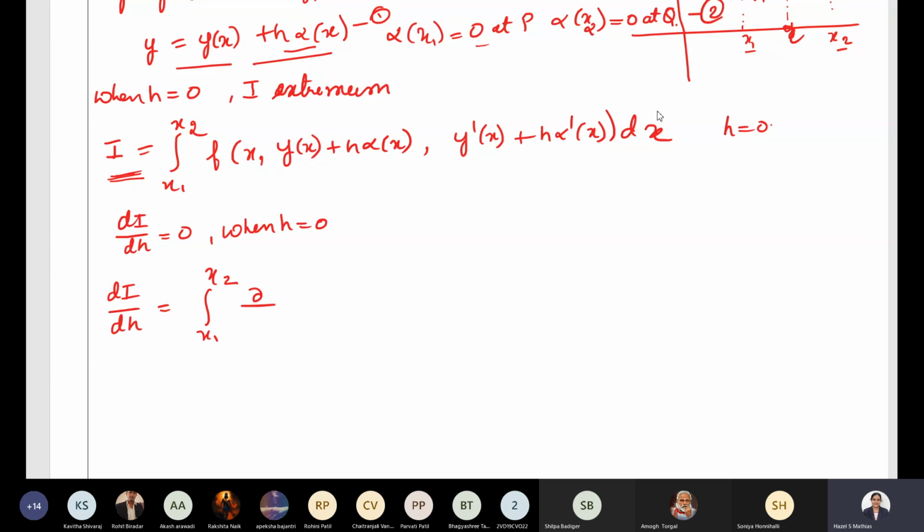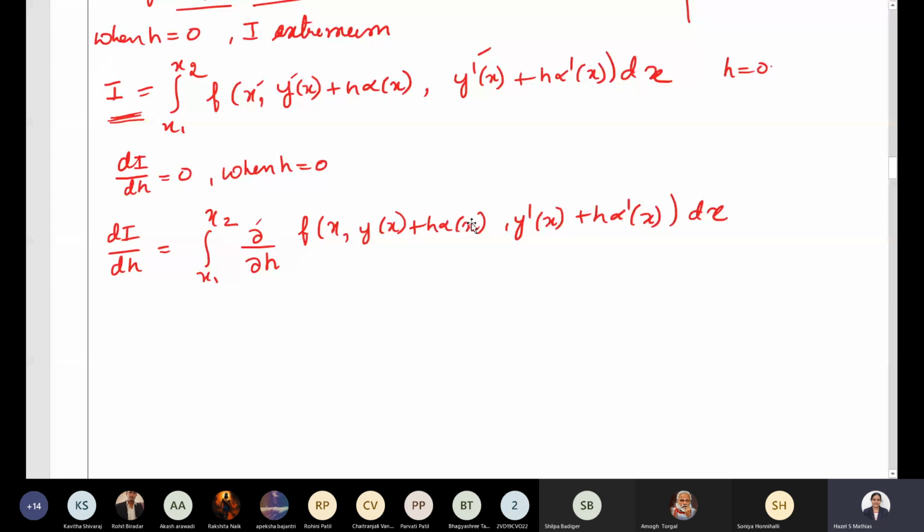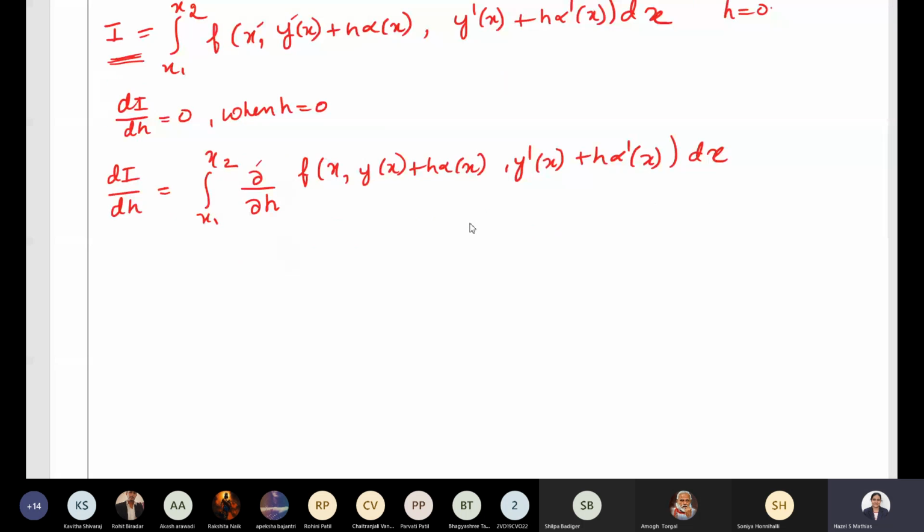We have to differentiate now. It's partial differentiation we have to use, because f is a function of three variables: x, y, and y dash. This is the sign which stands for partial derivative. So dou by dou h of f of x comma y of x plus h times alpha x comma y dash of x plus h times alpha dash of x into dx. After partial differentiation, now apply the chain rule. We have learned the chain rule while discussing partial differentiation in the previous semester.